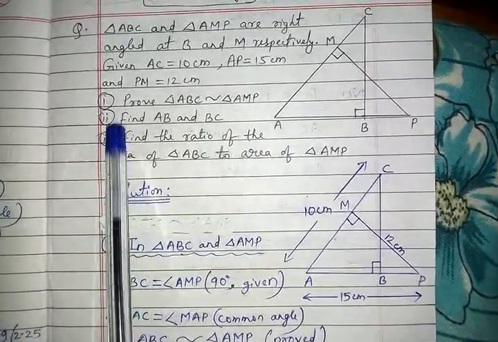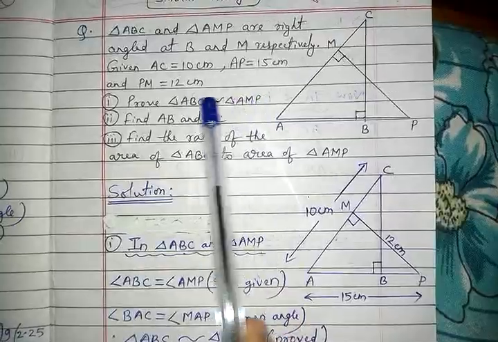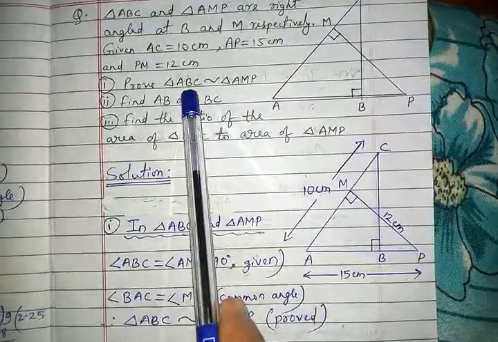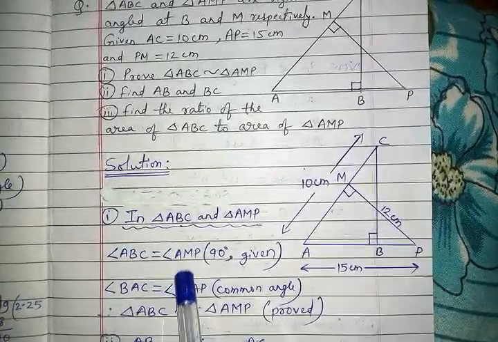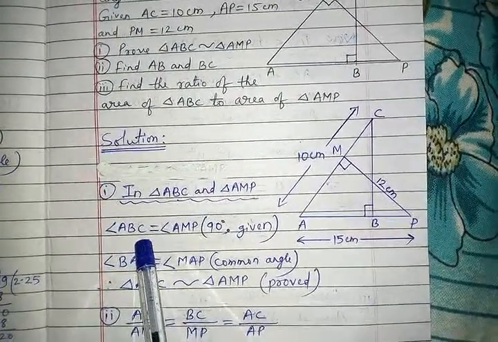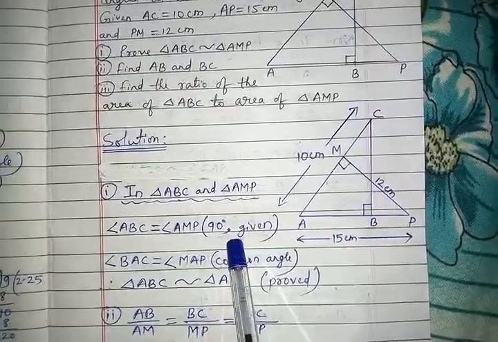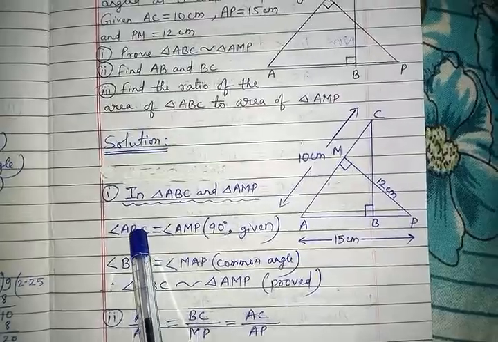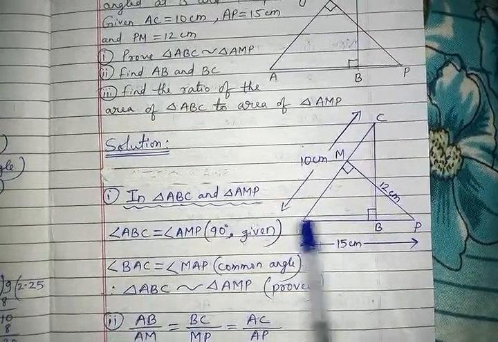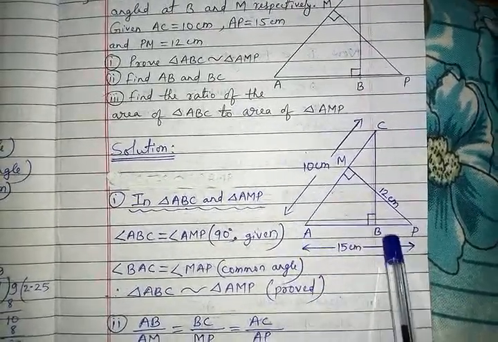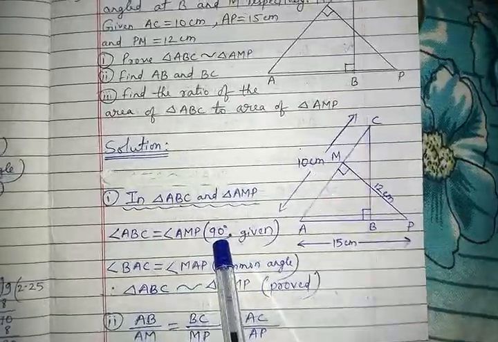So as I have to prove these two triangles are similar to each other, I wrote both the triangles in the heading: triangle ABC and triangle AMP. Now I am going to prove that these two triangles are similar. First one is angle ABC equal to angle AMP, 90 degrees, given. In angle ABC I have to see the middle alphabet, that is B. So angle B, and in AMP it is M, this one. So these both are equal. Why are they equal? Because they are 90 degrees, and it is given in the question also. It was said that they are right angles.